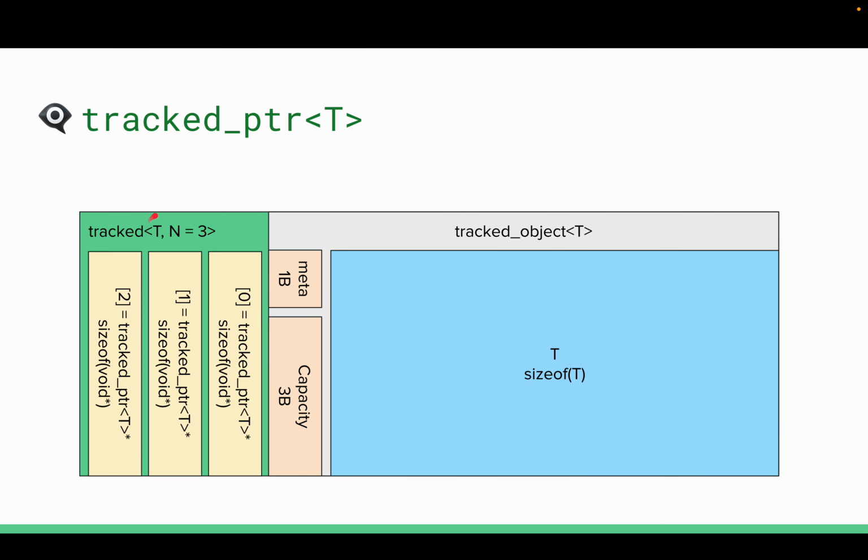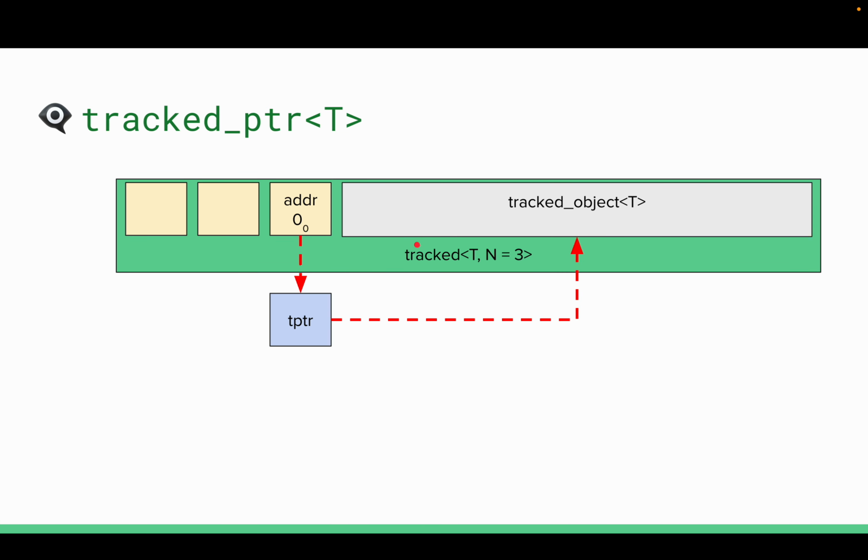So within tracked, we have the object that we want, we have a capacity, and we have this metadata. And right over here, we have what I call the registry. These are basically an array of pointers to tracked pointers to this T. Here's how this works. When you create a tracked pointer, it points to the tracked object. Because it only points to the tracked object, and it is just a pointer, it's really just the size of a pointer. When you try to access it, it's as fast as accessing a typical pointer.